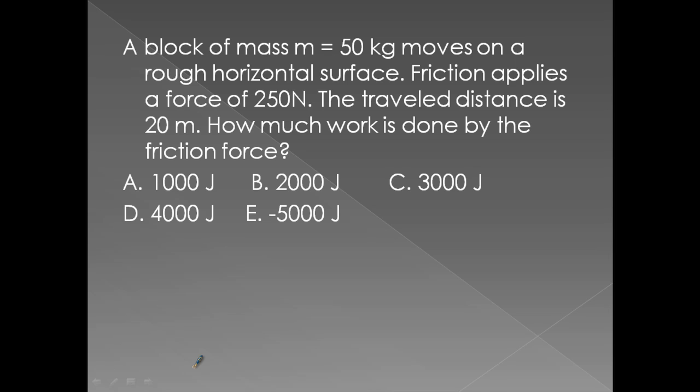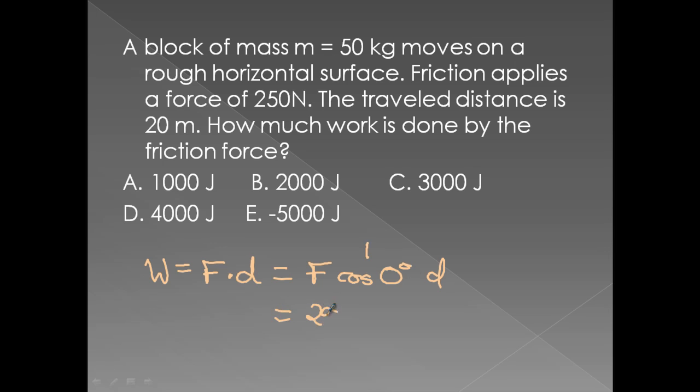So a block of mass 50 kilograms moves on a rough horizontal surface. Therefore, since it's rough, there is friction. And that friction applies a 250 Newton force. The travel distance is 20 meters. How much work is done by the frictional force? So we should remember work equals force times distance, and also equals force times the cosine of the angle. This angle here is 0, so that cosine just equals 1 times the distance. So we still just end up with force times distance.